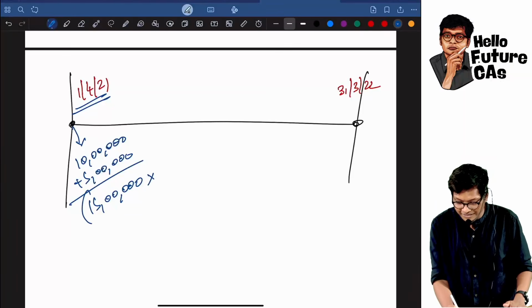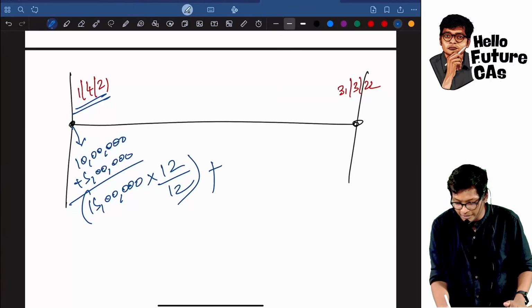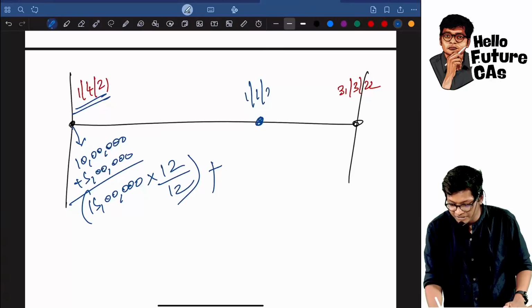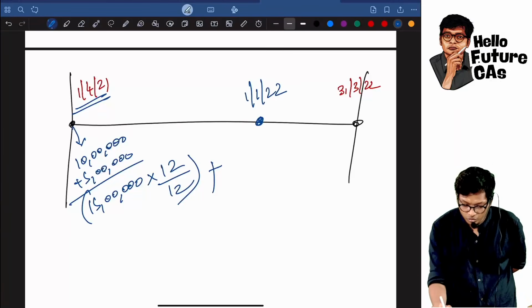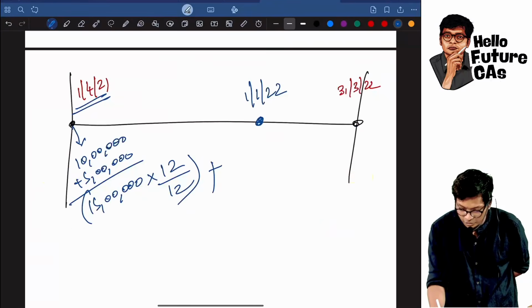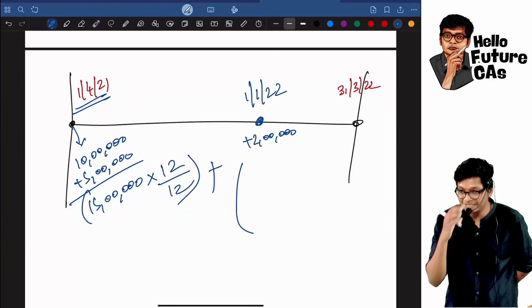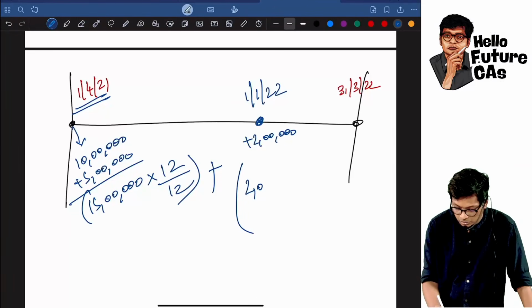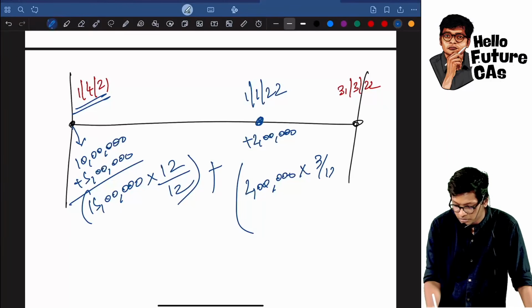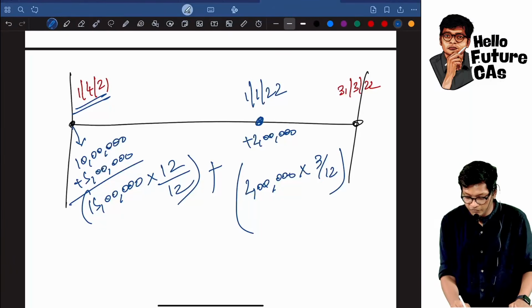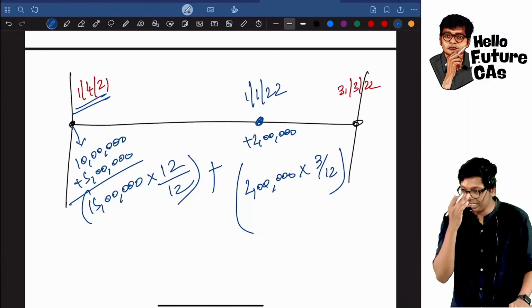So 15 lakhs into 12 by 12 plus, middle of the year. What date, guys? 1st Jan 22. I issued another 2 lakhs, this time on a share basis. Plus 2 lakhs into how many months, sir? 3 by 12, Jan, Feb, March. Correct? So 15 lakhs into 12 by 12 plus 3 lakhs into 3 by 12.